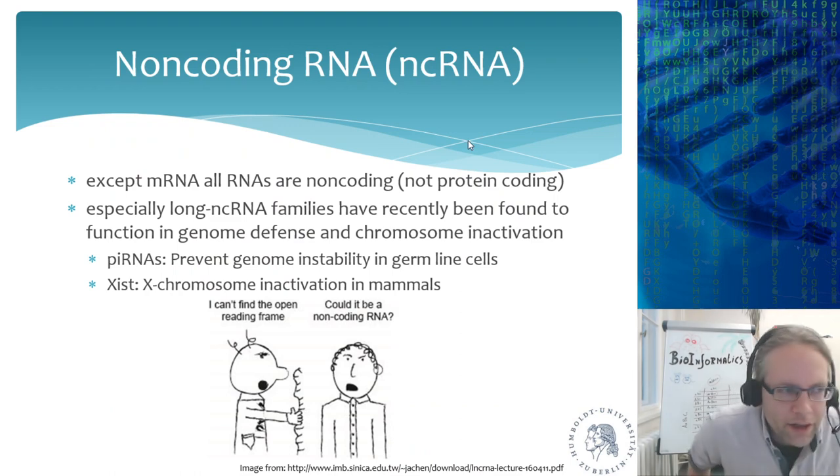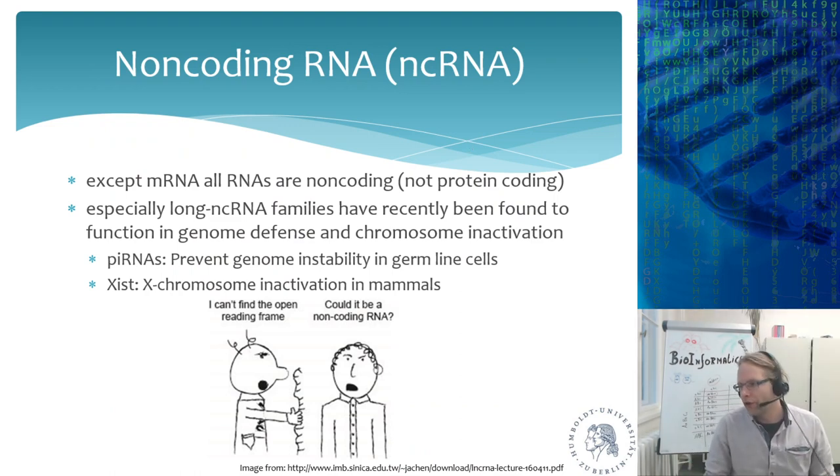All right, so then there's still the non-coding RNA. Non-coding RNA is more or less a catch-all name for all of these things in the group. So you also have long non-coding RNAs, and the RNAs that we talked about before are of course also non-coding RNAs because they don't code for a protein. Except mRNAs, all RNAs are non-coding, so not protein coding. And there are some special long non-coding RNA families that are found to have a function in genome defense and chromosome inactivation. These are, for example, the piRNAs.